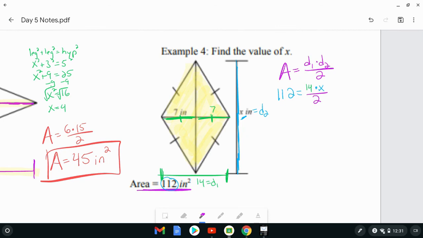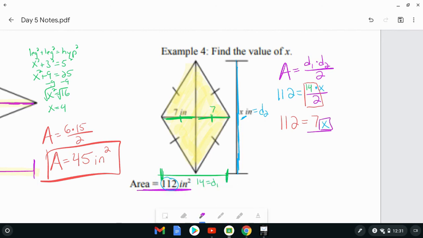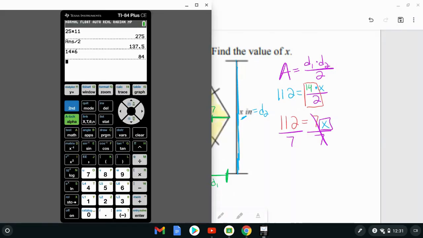So if you look back at the day 2, when we had to solve for a variable on a triangle, hopefully you recall that we had to evaluate the fraction. So 14 divided by 2 is going to be 7. So 112 equals 7. X is still there, so times X. And now we just got to get X by itself. We do that by dividing by the number that it's being multiplied by. So divide both sides by 7. And X is going to equal 112 divided by 7, which is 16.